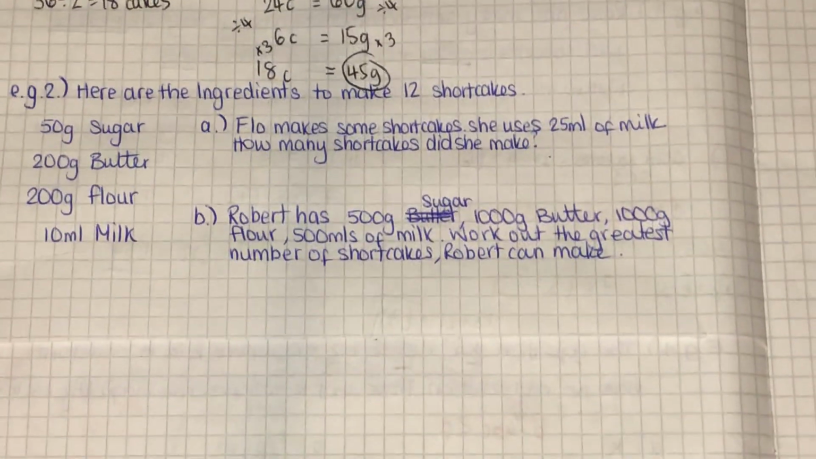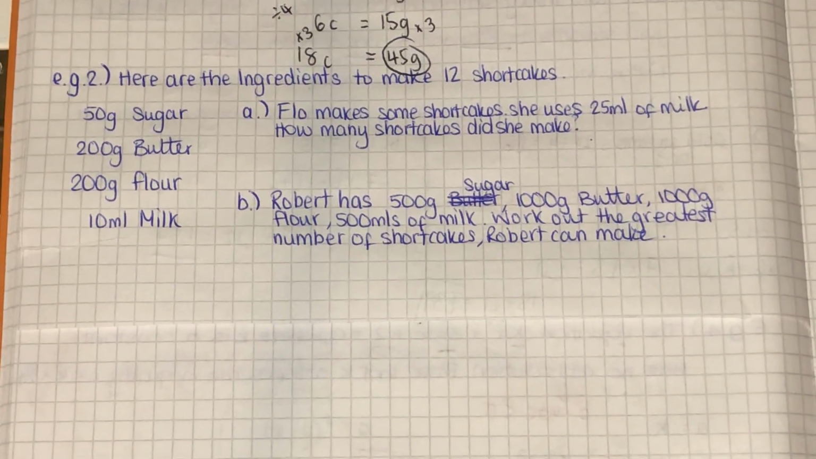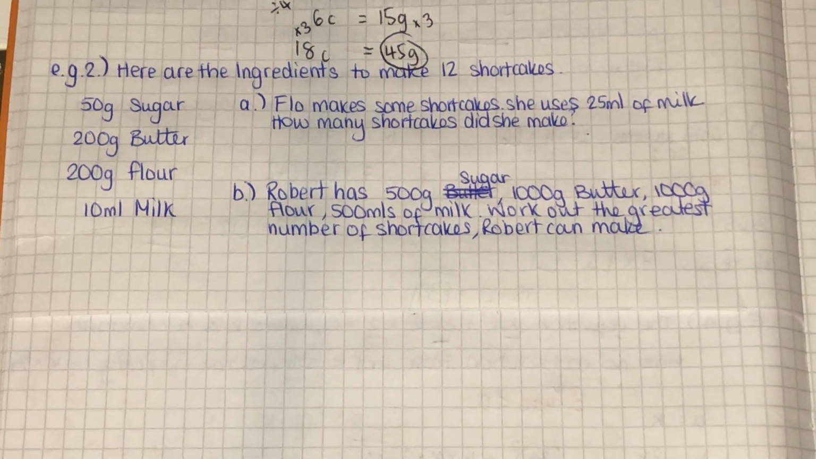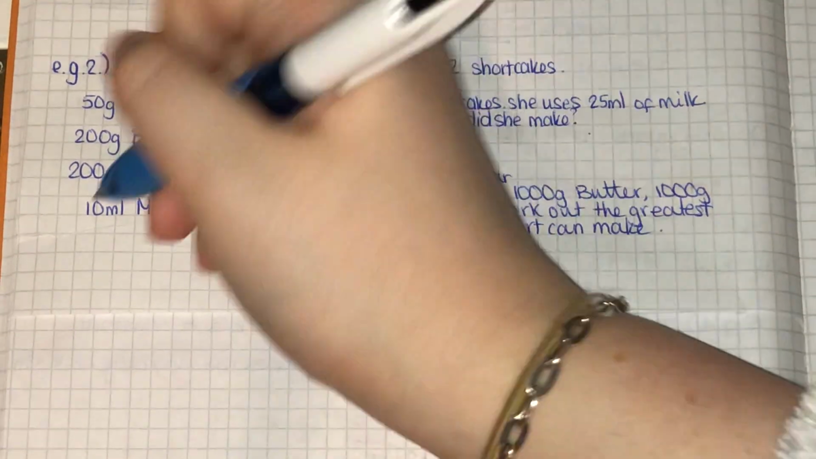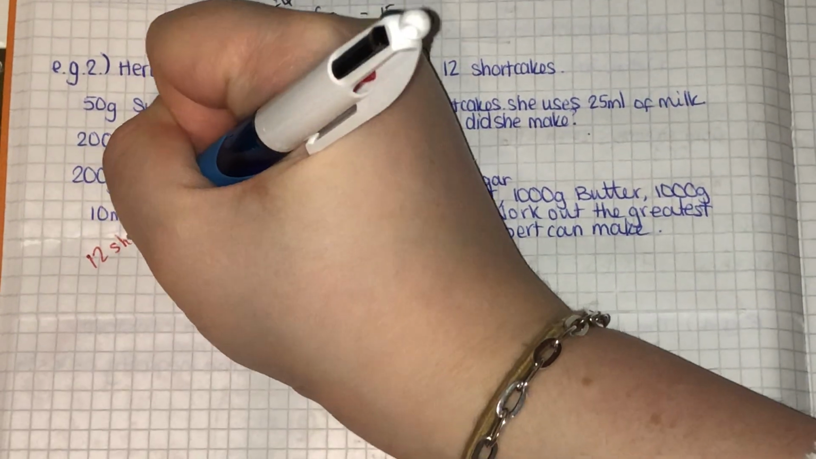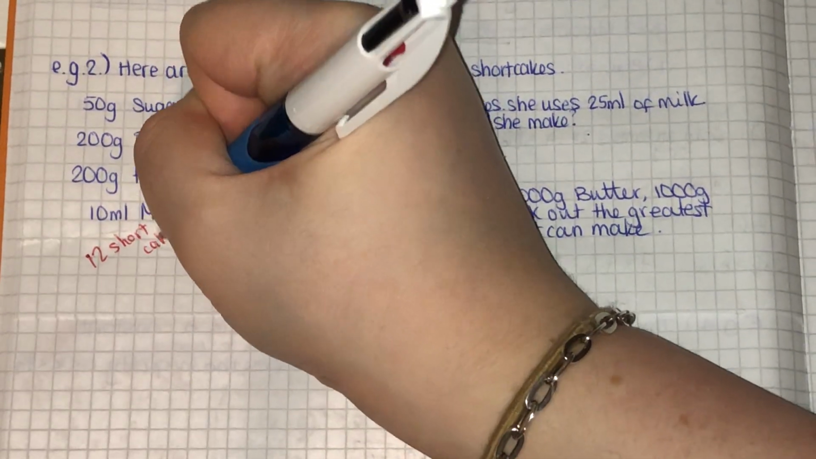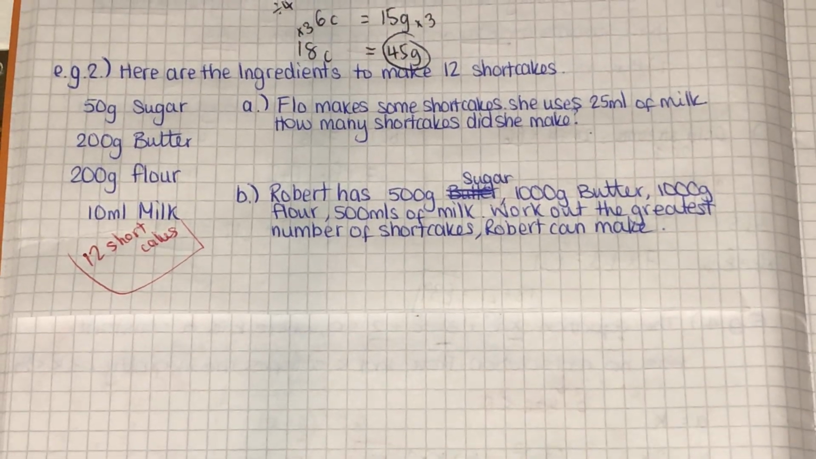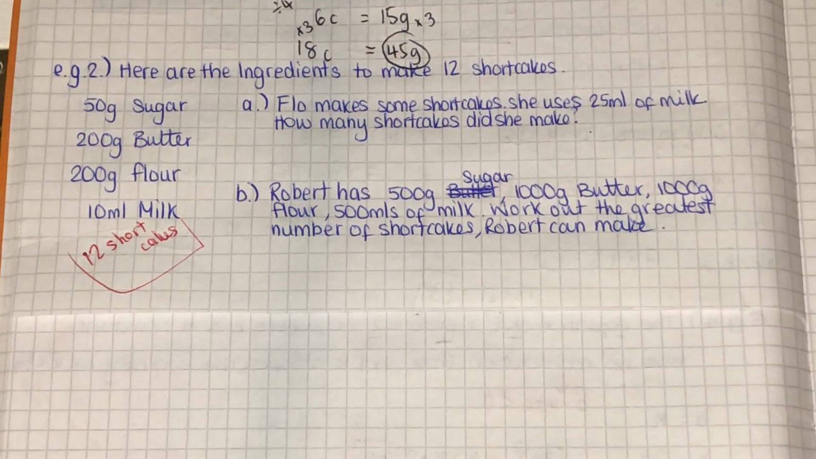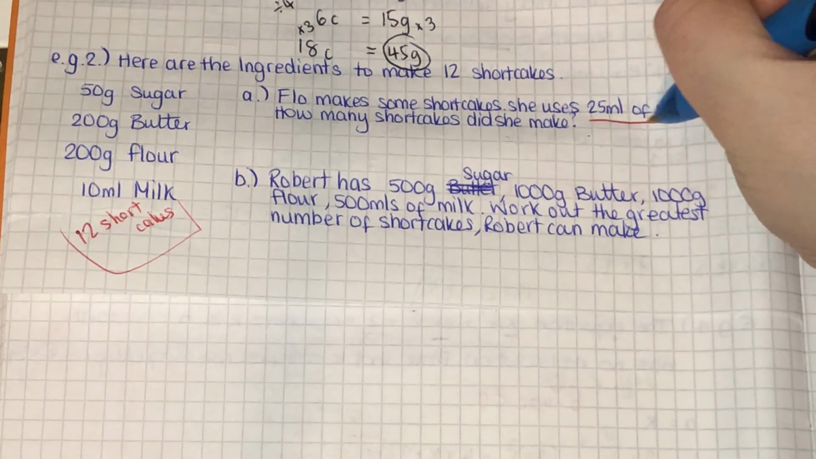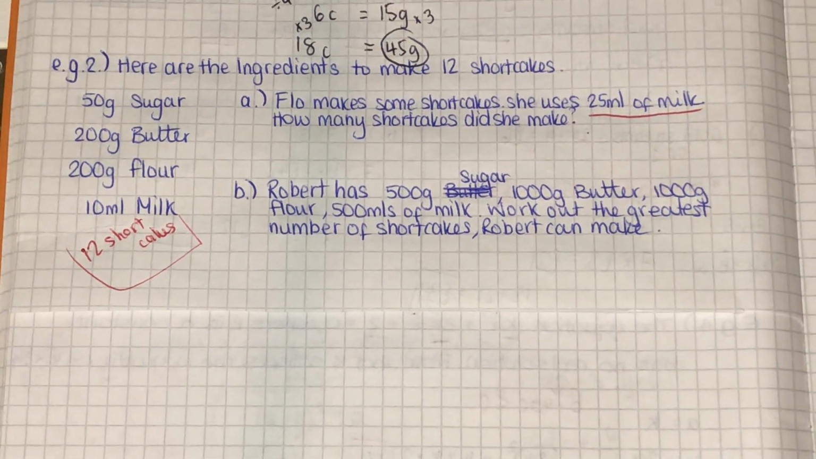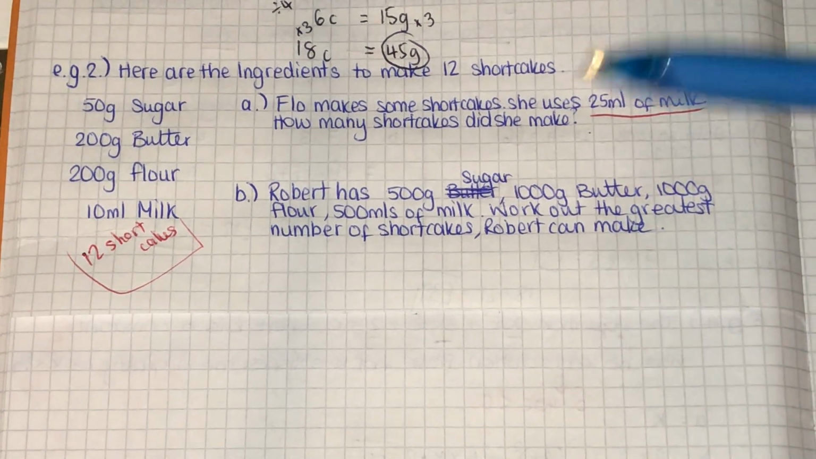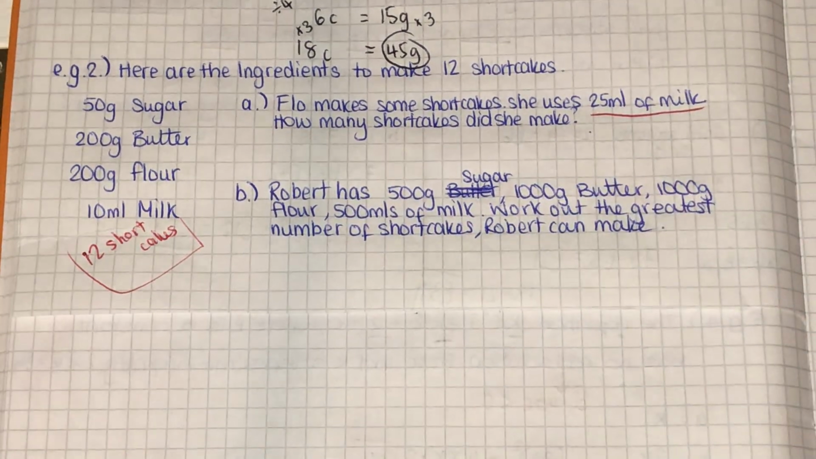Okay, I'm just going to move up to EG2. Here are the ingredients to make 12 shortcakes. So that's important, this is for 12. So Flo makes some shortcakes. We're told that she uses this amount of milk. How many shortcakes did she make? So to make 12, that's using 10 mils.